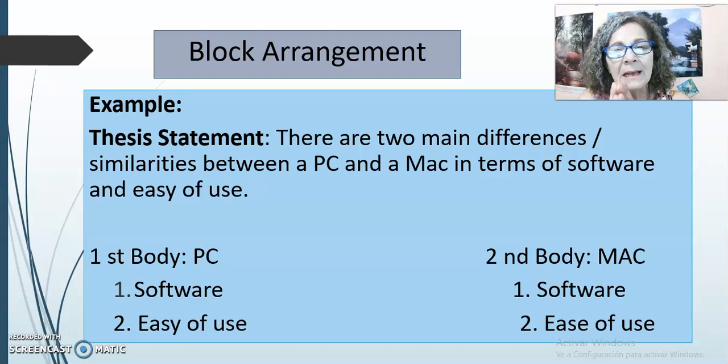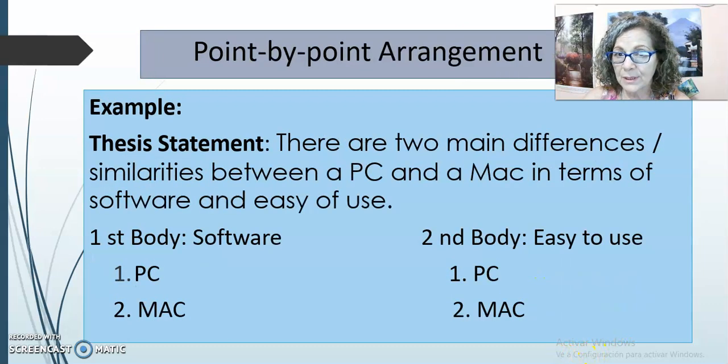This is a statement example for a block arrangement. There are two main similarities between PC and Mac in terms of software and ease of use. So in the first body paragraph, you say the PC. Number one, supporting software. Second, supporting ease of use. Second body paragraph, Mac. Number one, software, and number two, ease of use. So this is for the block method.